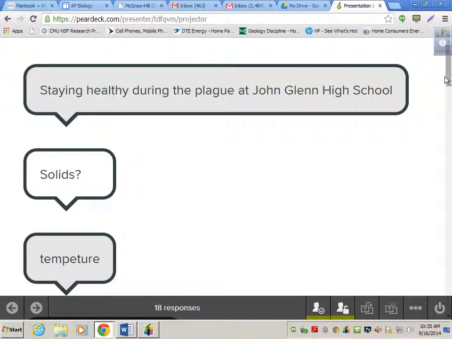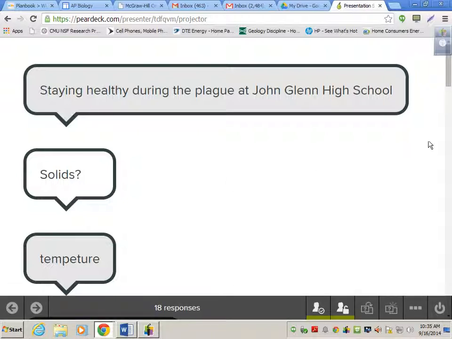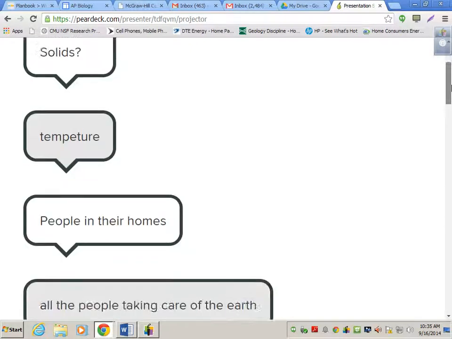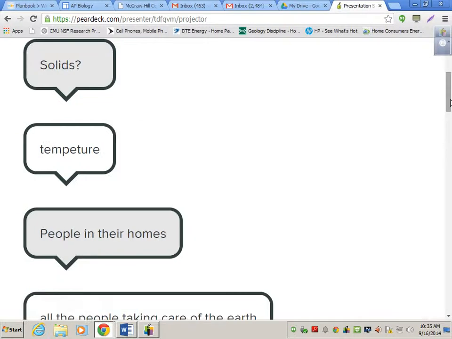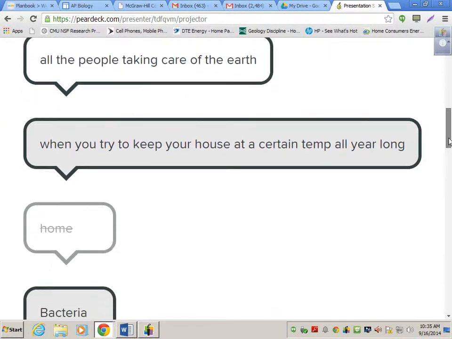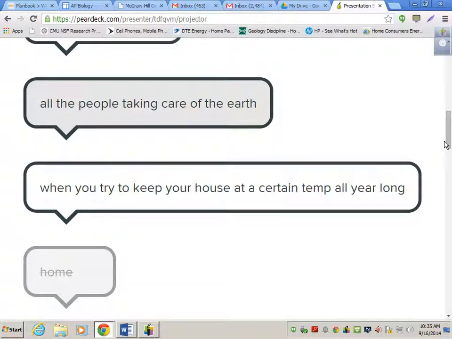Staying healthy during the plague. Yeah, right. Fighting off infection. If bacteria are growing in you and you don't fight them off, you die, right? There's no homeostasis. Well, that's a good one. Solids. What does that mean? Go to the bathroom? What are we talking about there? Temperature's a good one. If we run and we get hot, we sweat, and that releases heat to maintain 98.6 degrees. That's homeostasis. People in their homes, oh, kind of, yeah, okay. Taking care of the earth, okay, the earth maintaining its stable internal condition, the temperature of the earth can even fall into there.